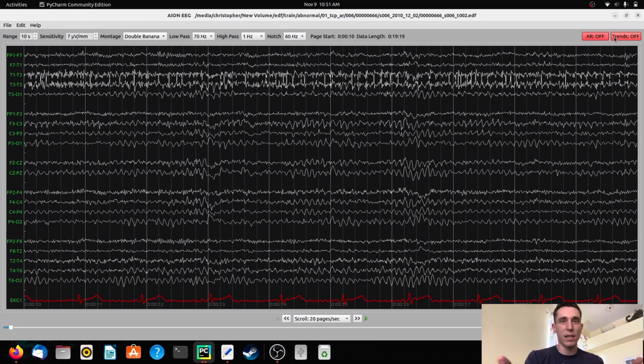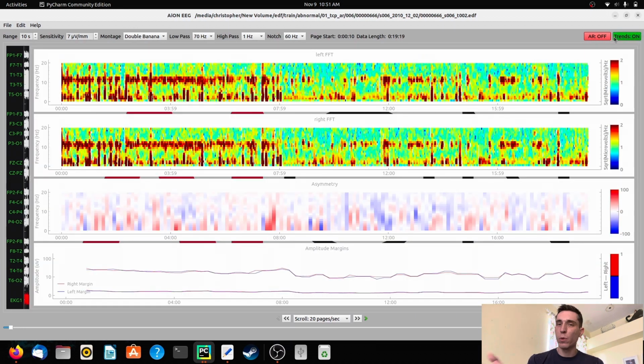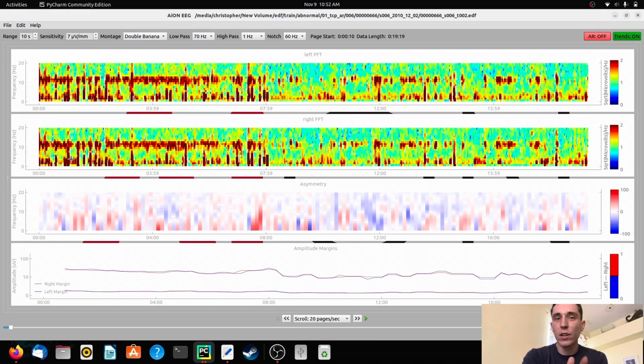If we check the EEG trends, we can see even more information before we actually scroll through the EEG waves. So we just counted an 11 hertz PDR. Now, if we look at the EEG trends, this is the left side of the brain, this is the right side of the brain, split up into half and half. Kind of like a double banana montage that we're looking at, only in trends form.